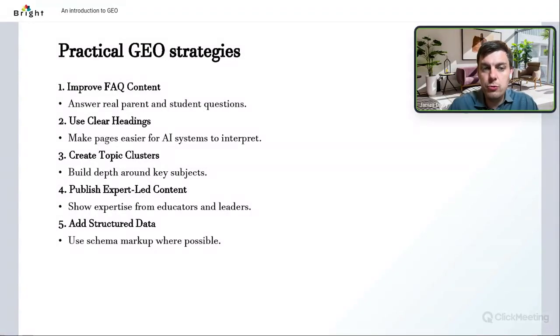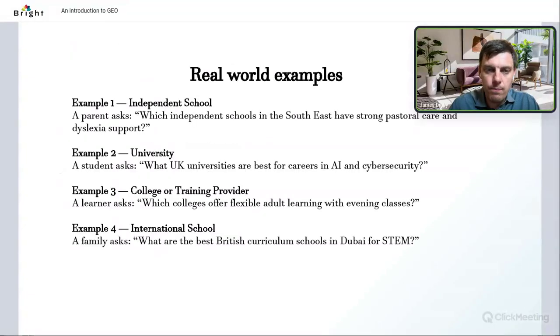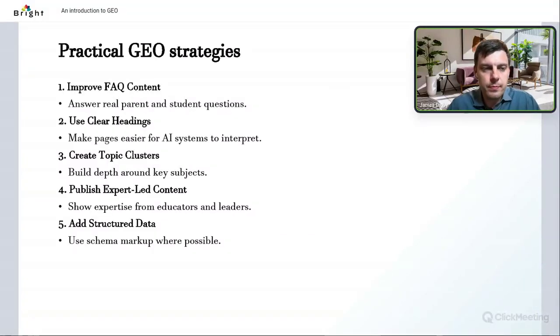So if you know that people are interested in something, so if you go back to, for example, the first example listed here. So if you know people are looking for pastoral care and they're looking for dyslexic support, create that as a cluster. So have information around dyslexia support and pastoral care.